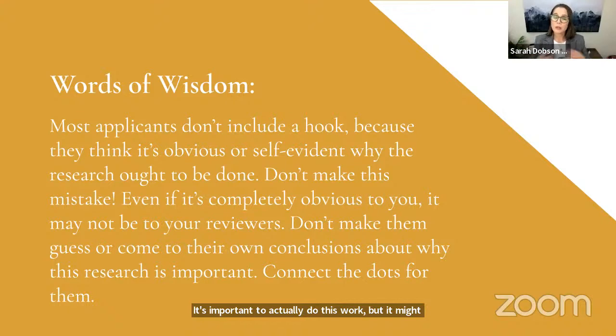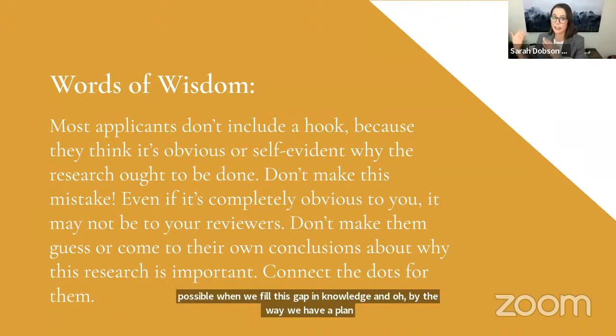And so you need to really spell it out for them. You need to connect those dots for them, make it as easy as possible for them to get on board with what you're trying to do. And the way that you do that is by tying it all together and saying, here's what becomes possible when we fill this gap in knowledge. And oh, by the way, we have a plan to fill that gap in knowledge. That's the solution, that comes later.